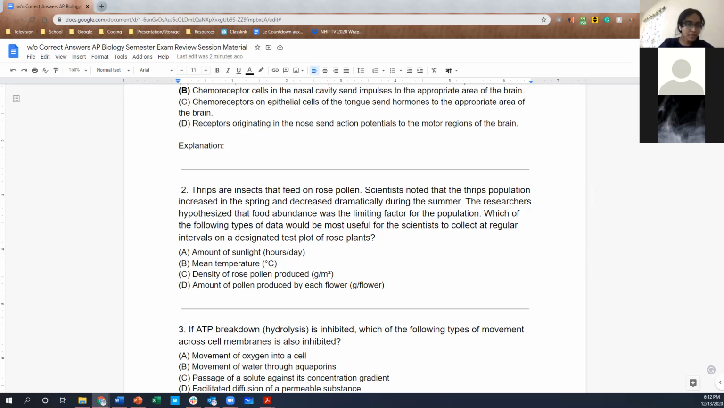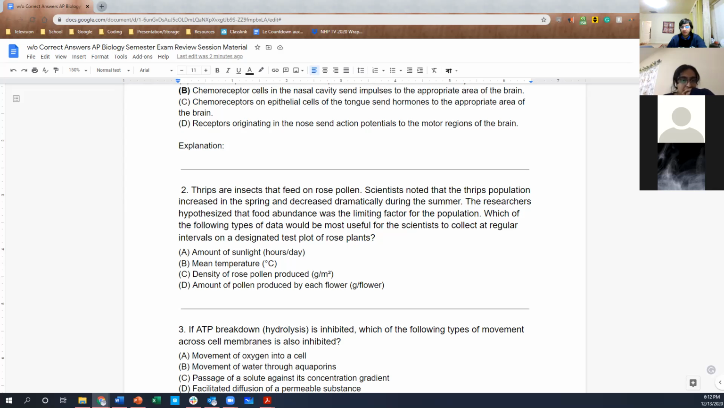Okay, so thrips are insects that feed on rose pollen. Scientists noted that the thrips population increased in the spring and decreased dramatically during the summer. The researchers hypothesized that food abundance was the limiting factor for the population. Which of the following types of data would be most useful for the scientists to collect at regular intervals on a designated test plot of rose plants? Amount of sunlight, mean temperature, density of rose pollen, and amount of pollen produced by each flower.